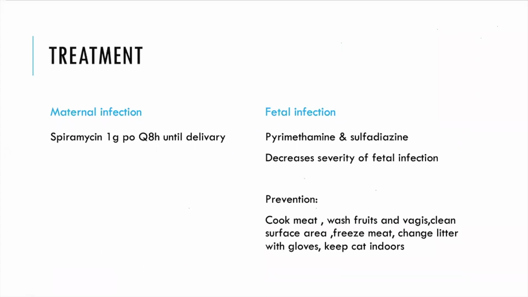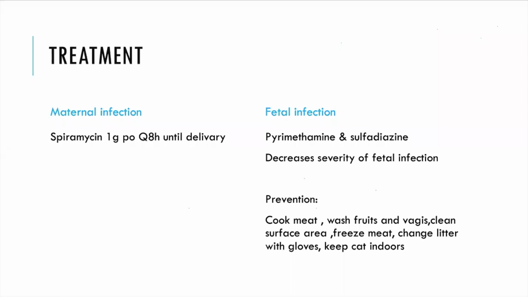Usually when there's a maternal infection, you're going to give her spiramycin, 1 gram PO, every 8 hours until delivery. If you have a fetal infection, then you're going to give them pyrimethamine and sulfadiazine. It decreases the severity of fetal infection.